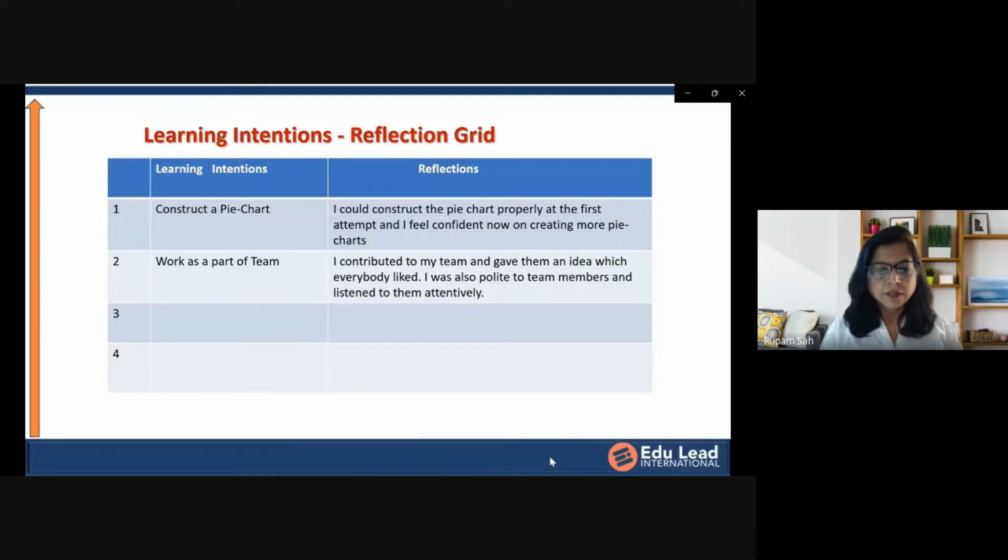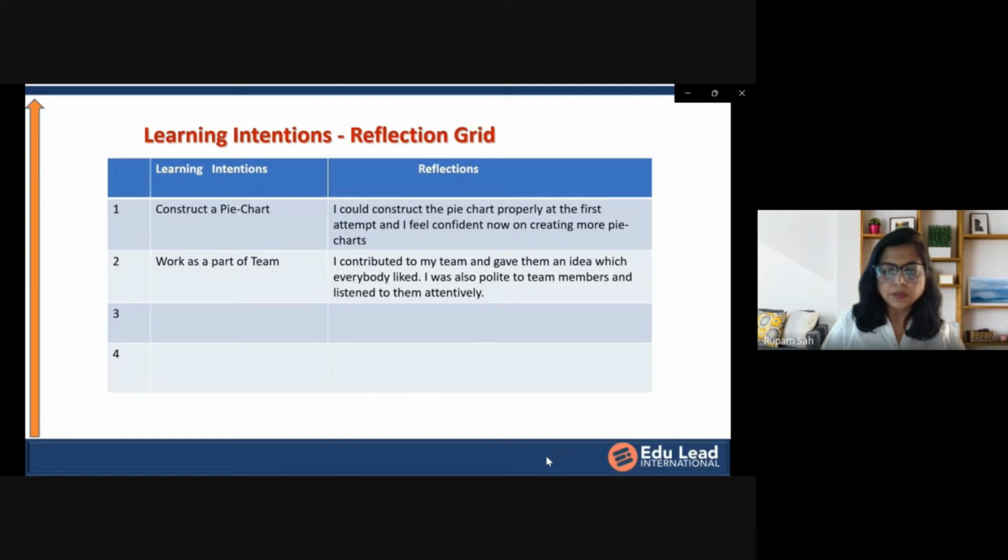So, for example, if the learning intention is to construct a pie chart, then the reflection could be, I could construct the pie chart properly at the first attempt, and I feel confident now on creating more pie charts. Similarly, say another learning intention is work as a part of team. And here the child may reflect and write, I contributed to my team and gave them an idea, which everybody liked. I was also polite to team members and listened to them attentively. Now this way, they can keep writing their learning intentions and how well they are achieving it. Their own reflections on it can be written down.